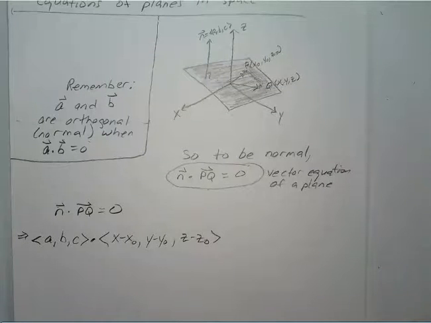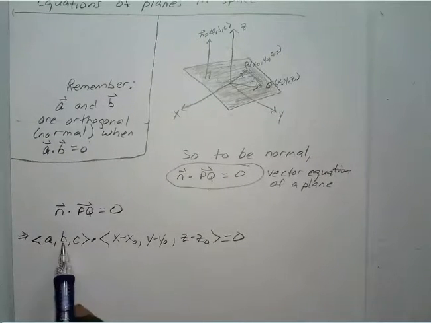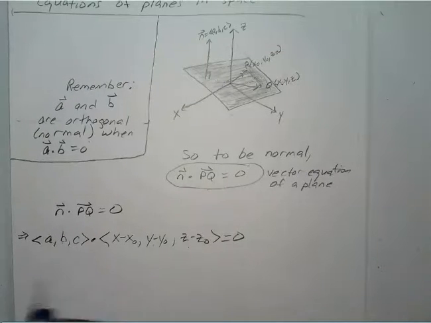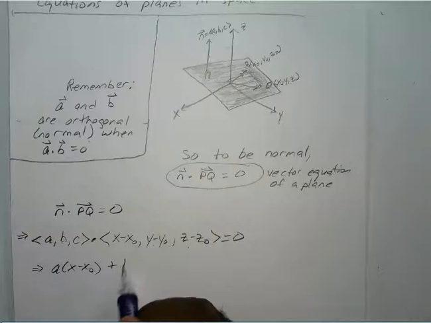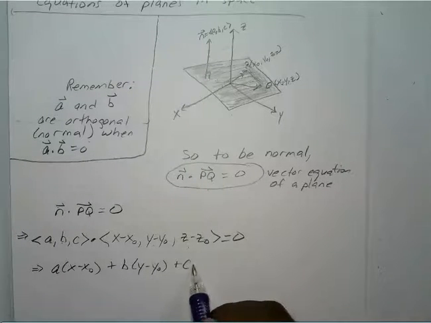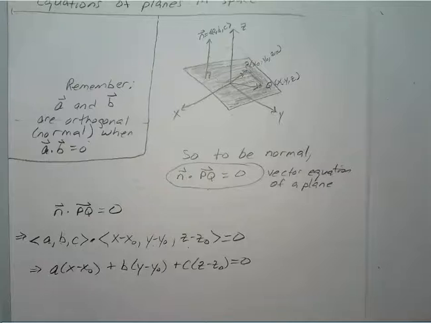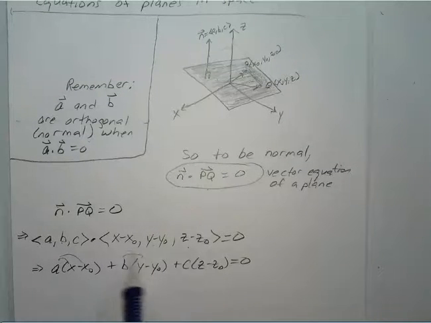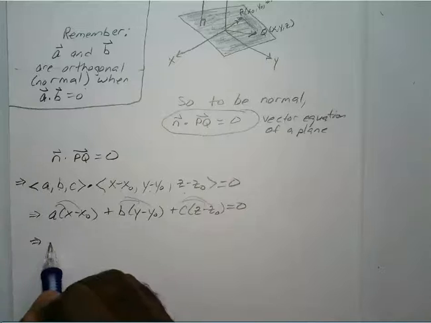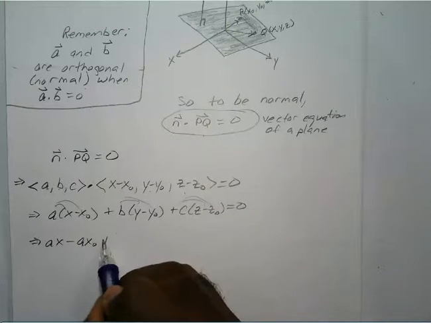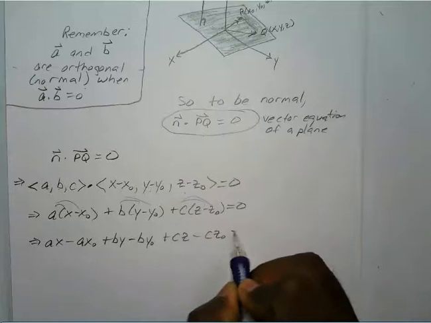Now, if you remember, for your dot product, you take the first component times the first component, plus the second component times the second component, plus the third component times the third component, and that equals 0. So that's a times (x minus x0) plus b times (y minus y0) plus c times (z minus z0) equals 0. If we distribute a, b, and c, we end up with ax minus ax0 plus by minus by0 plus cz minus cz0 equals 0.